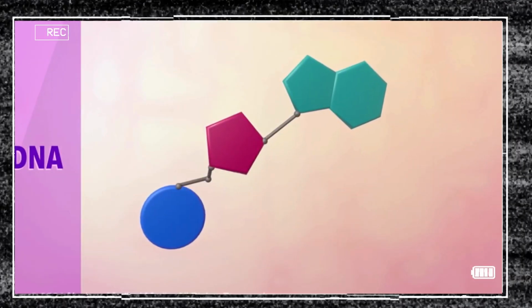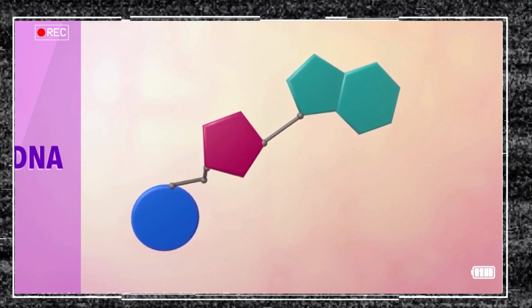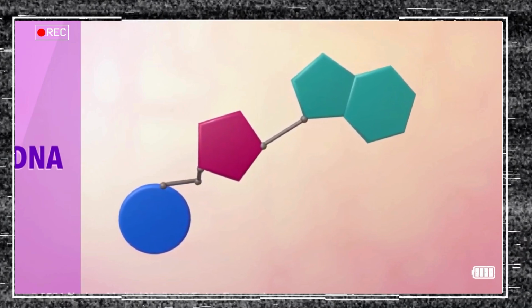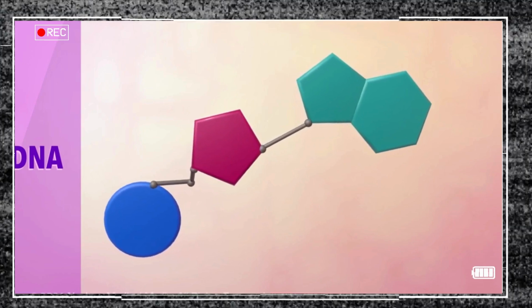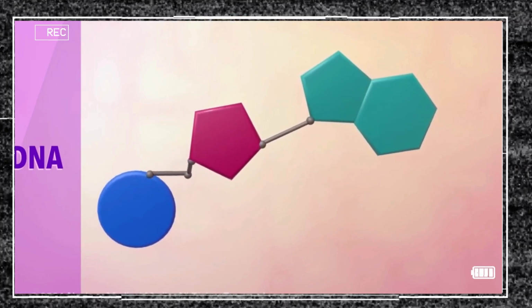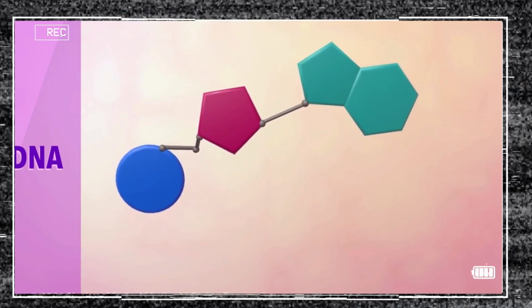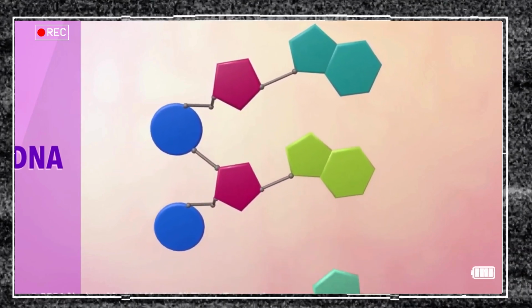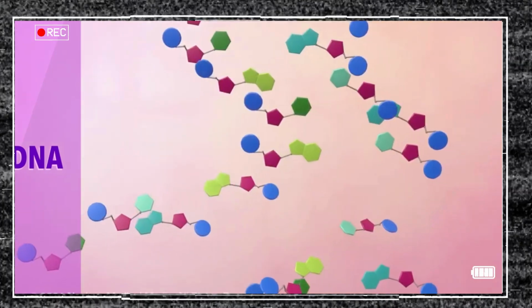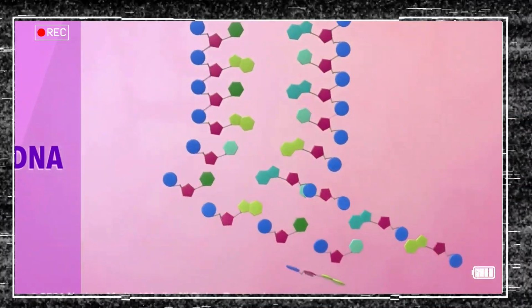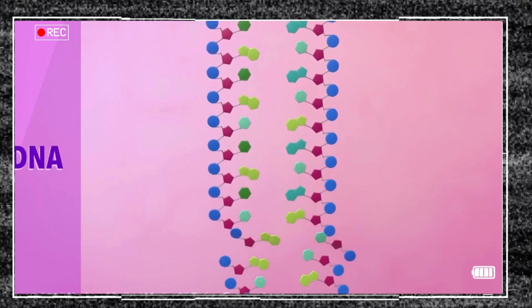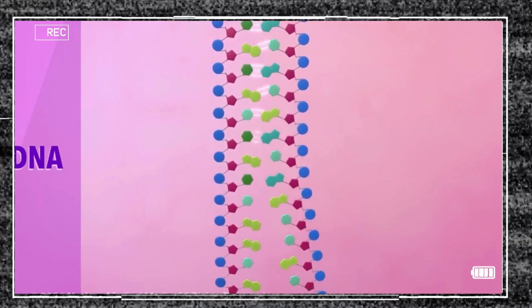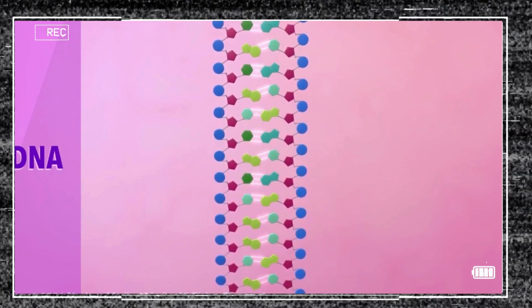So, what do the nitrogenous bases have to do with building a DNA molecule? Well, each strand of DNA begins to assemble when the phosphate group in one nucleotide bonds with the 5-carbon sugar in another nucleotide. The 2 strands that make up a DNA molecule are linked through hydrogen bonds between their nitrogenous bases.